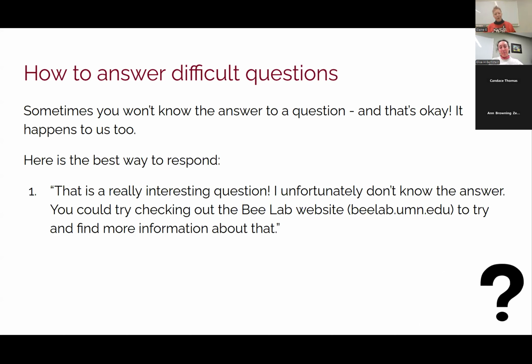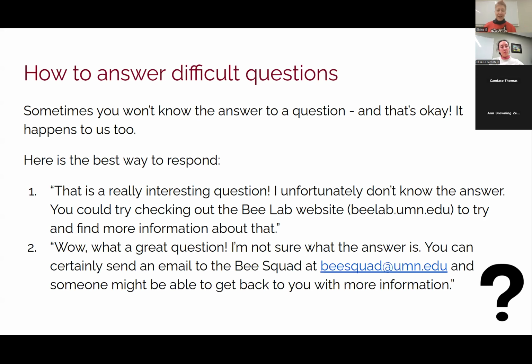So specifically, when you don't know the answer, you can also refer people to the Bee Lab website. We have a lot of information there. That's a good place to suggest people go. If it is a more complicated question, you can give them the email address at the Bee Squad. We get a lot of questions there all the time, and we have a whole system set up for dealing with them.